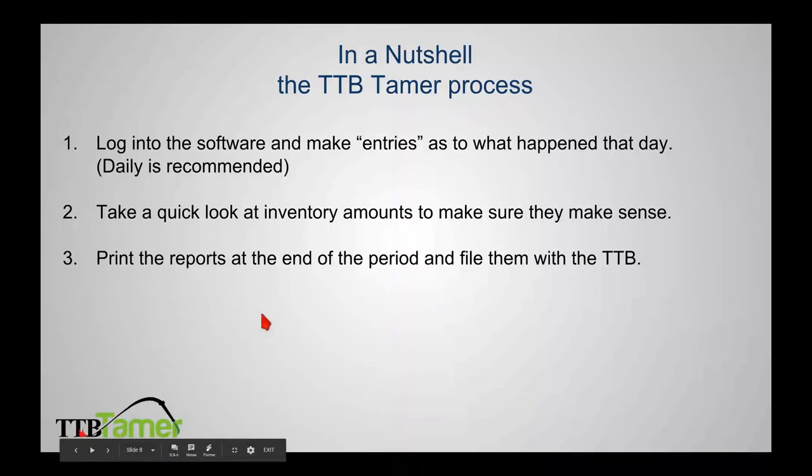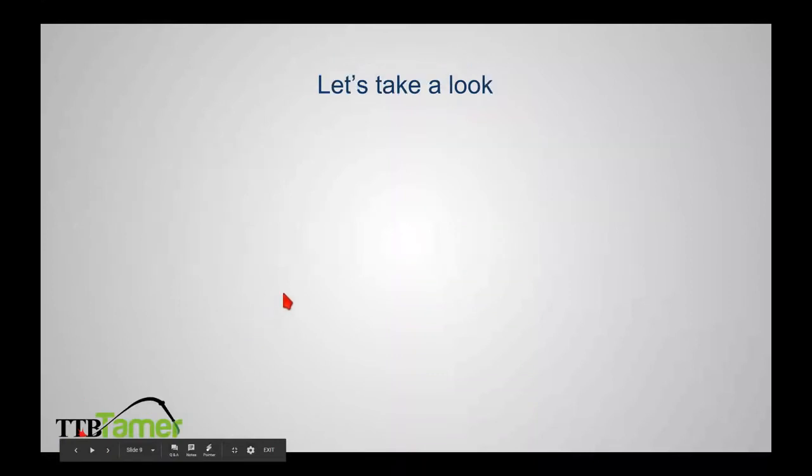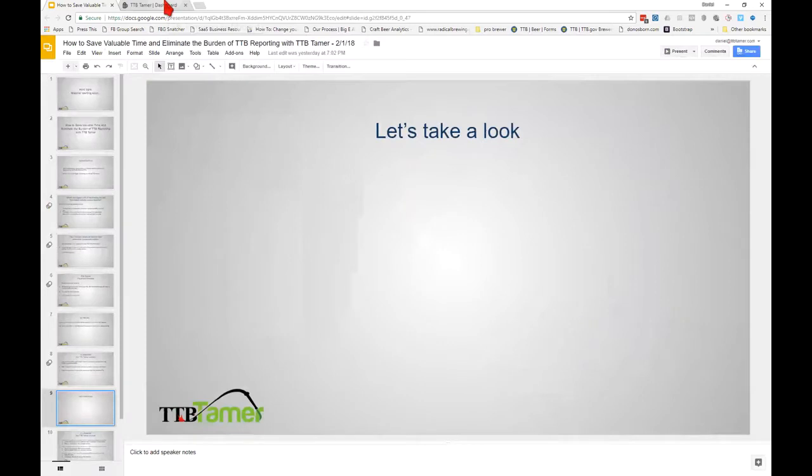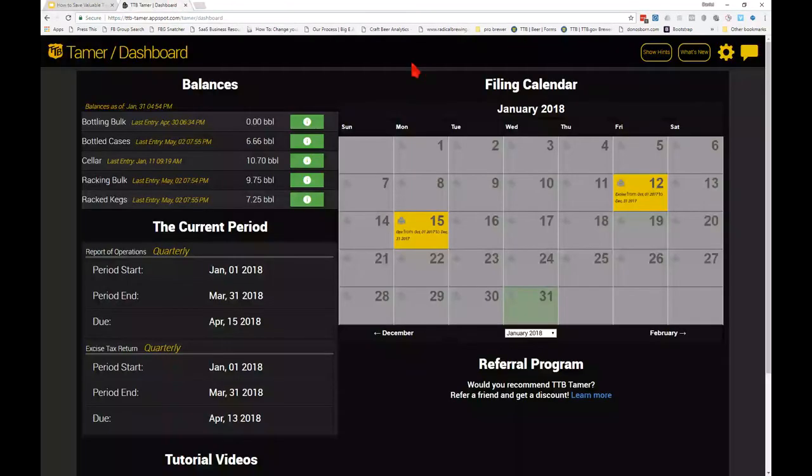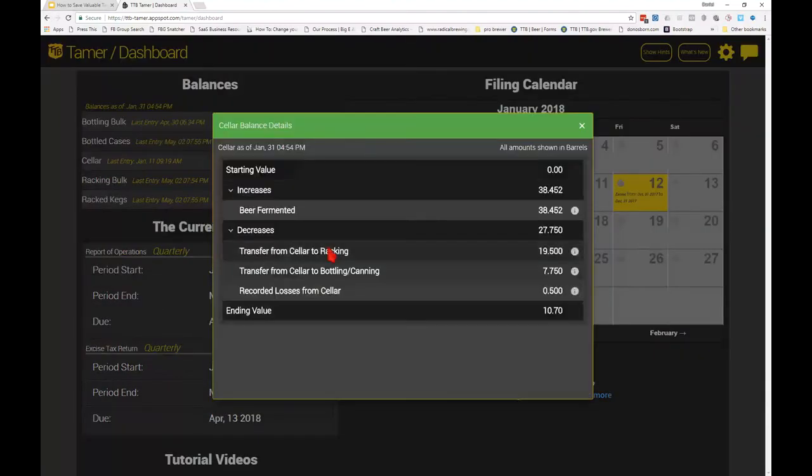So with that, let's take a quick look inside the software. Again, after you've done the whole setup process and told TTB Tamer about your brewery and things like that, the next time you log in, you'll be taken to the dashboard. The dashboard has a few different overviews, such as all of your inventory being calculated based on the entries you've made so far. You can drill down into these and see how all of the different entry categories are being computed to come up with your ending inventory.